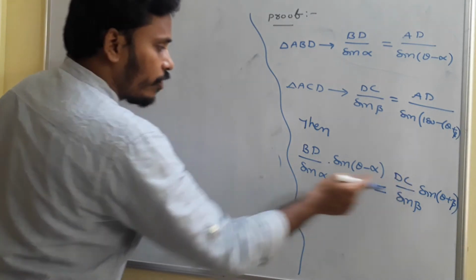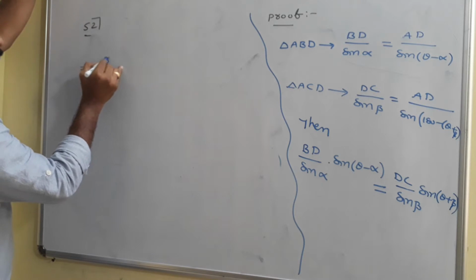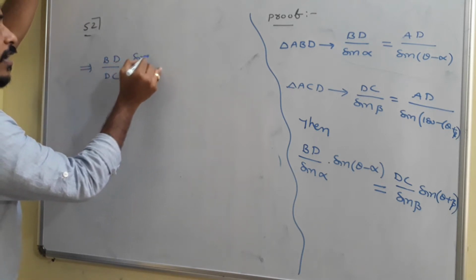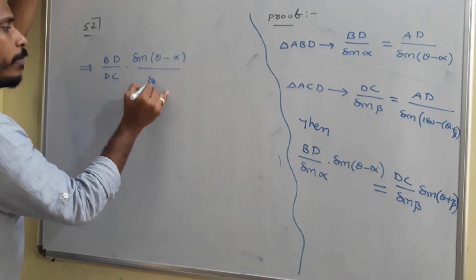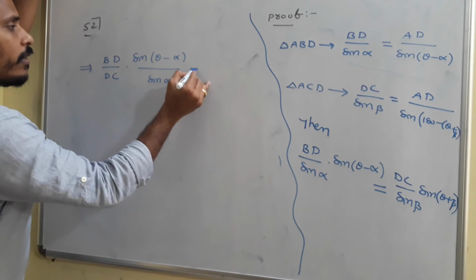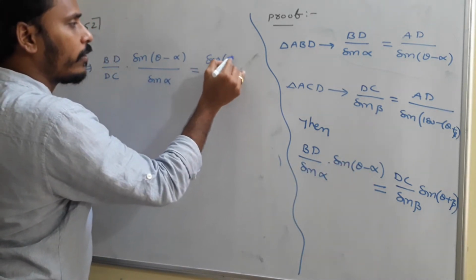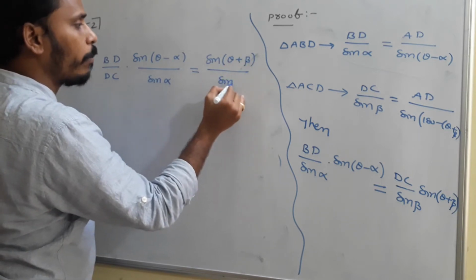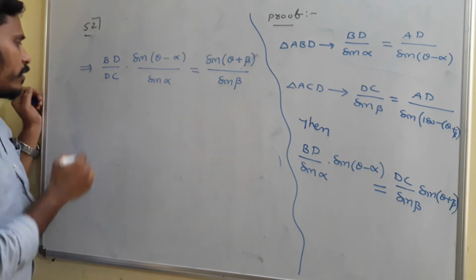You just take this DC to this side. So from there you have BD divided by DC into sine of theta minus alpha divided by sine alpha is equal to, on this side what we have, sine of theta plus beta divided by sine beta. Is there anything wrong? Nothing. Just have a look.